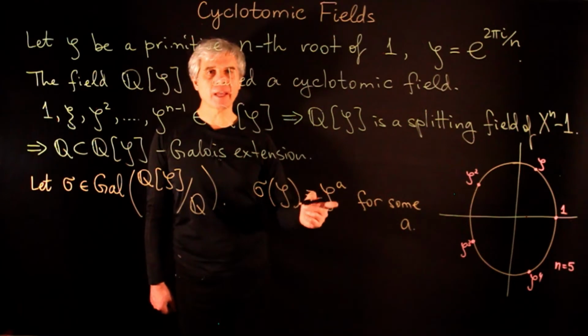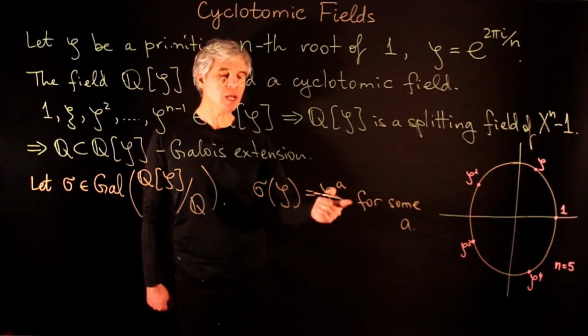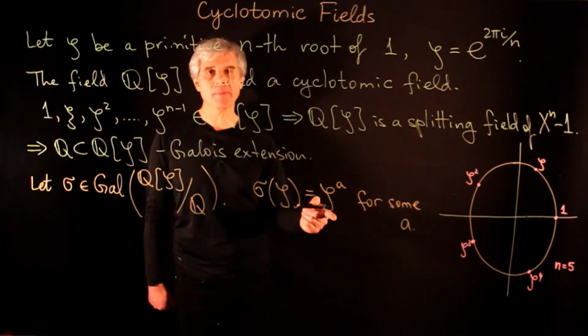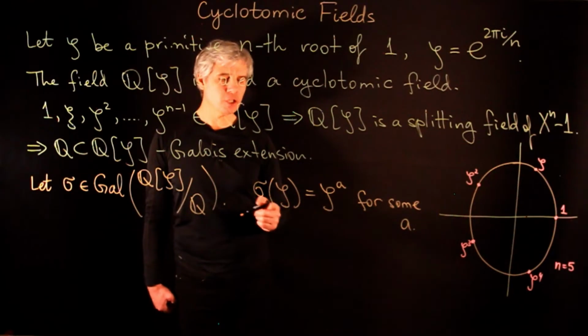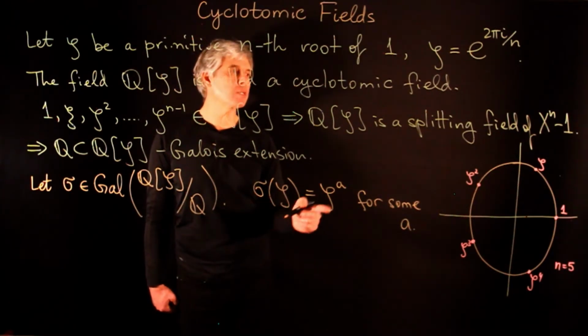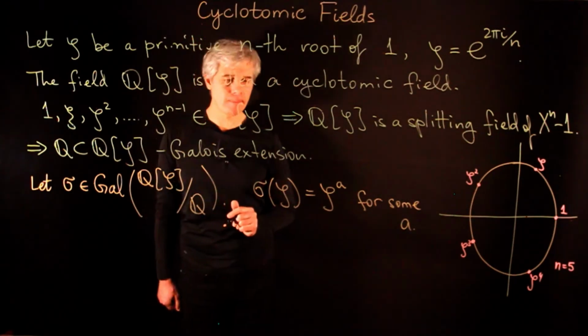Clearly, not every value of a is admissible here. So, for example, a equals 0 is not allowed because zeta cannot possibly be mapped to 1. We need to determine the values of a for which this action of sigma induces a permutation of the roots of x to the n minus 1.